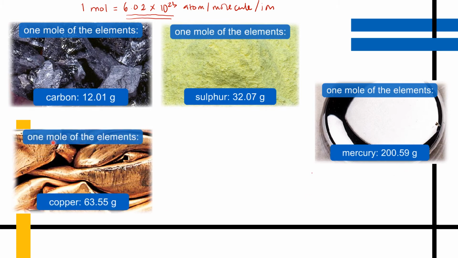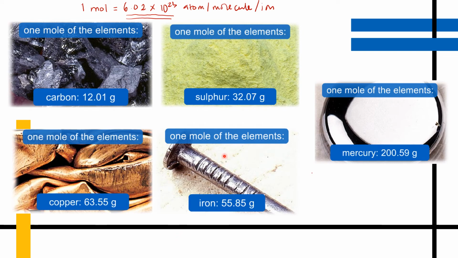Next, if I have 1 mole of copper, the mass will be 63.55 gram. And then lastly, if I have 1 mole of iron, I will get the mass of 55.85 gram. Okay, kalau tengok semua yang ada dekat sini, semua ni adalah elemen. Here you have carbon, ini adalah atom carbon dekat sini. Sulfur. So here you have mercury, copper, and then lastly you have iron, ferrum.